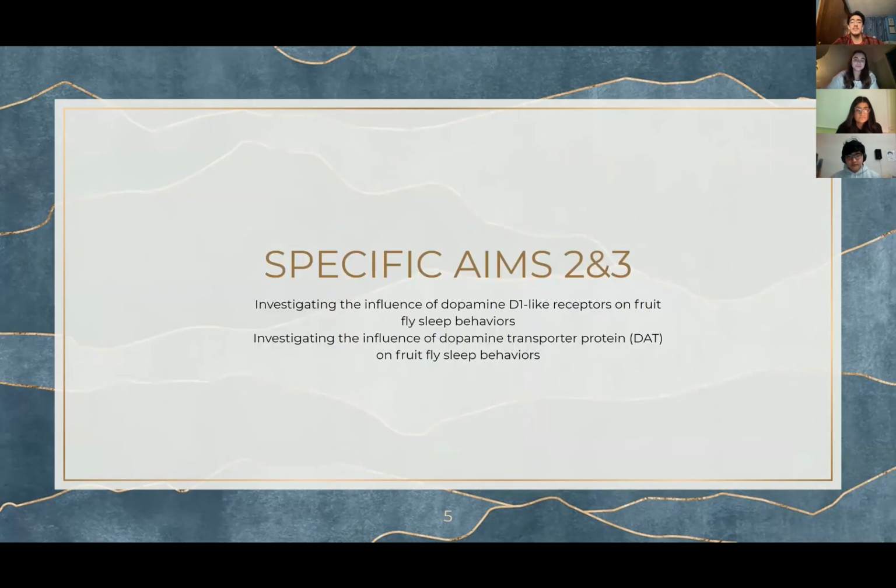Okay, so next we're going to be talking about specific aims 2 and 3, which were to investigate the influence of dopamine D1-like receptors on fruit fly sleep behaviors and investigating the influence of the dopamine transporter protein DAT on fruit fly sleep behaviors.